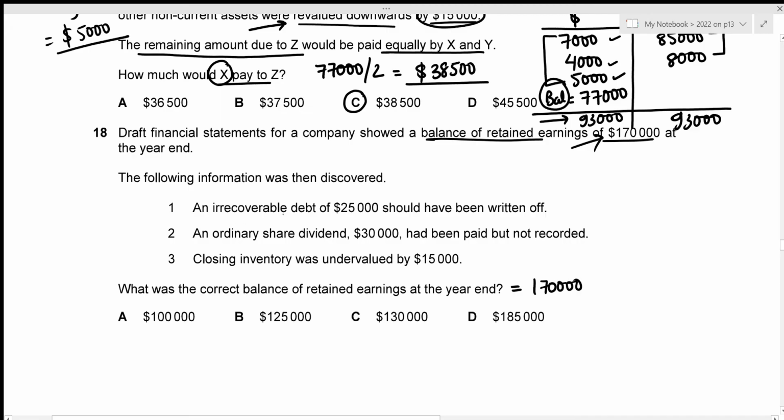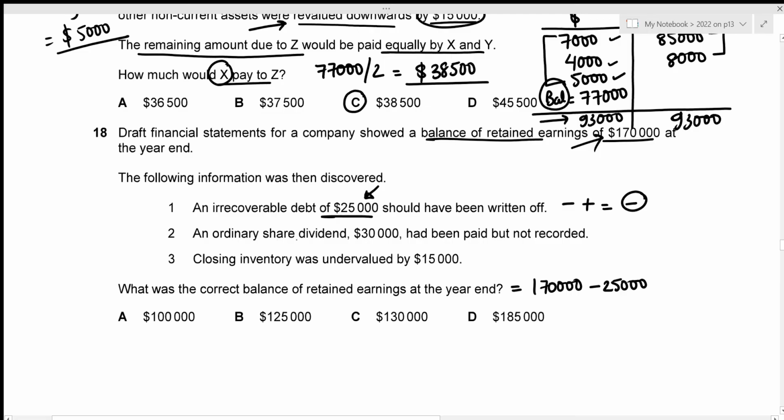Then an irrecoverable debt of 25,000 should have been written off. Irrecoverable debt is treated as an expense, which should be subtracted when trying to figure out the profit for the year, right? And the profit for the year is always added to our retained earnings. So that's a negative and a positive, which results in a negative, which just means that in order to rectify this error, we need to subtract this amount of 25,000 from our draft balance of the retained earnings. So that's minus 25,000.